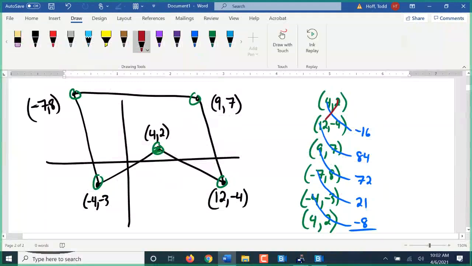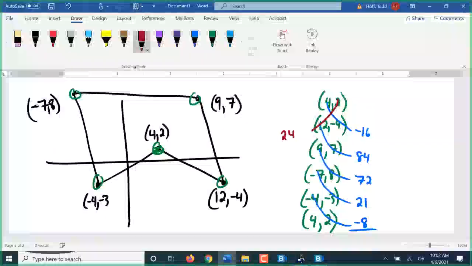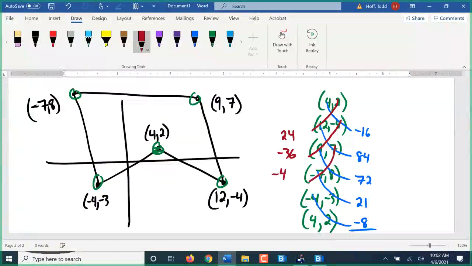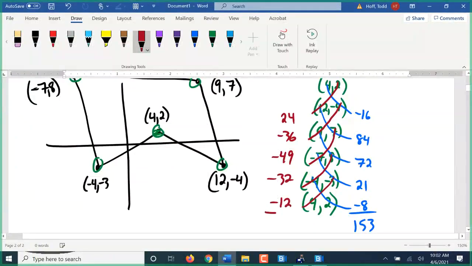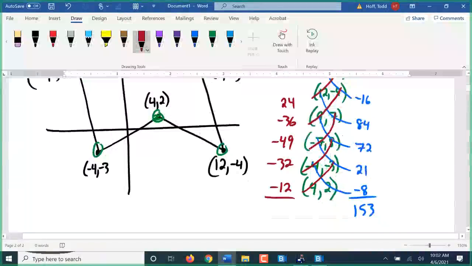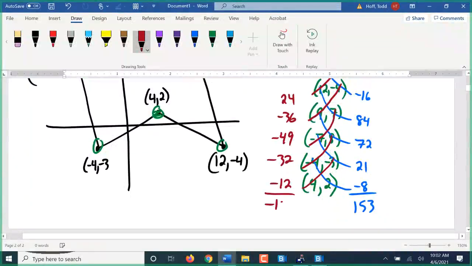So here we've got 2 times 12 is 24. -4 times 9 is -36. 7 times -7 is -49. 8 times -4 is -32. And -3 times 4 is -12. So when I add this up, I'm going to get a negative number here. I get -105.